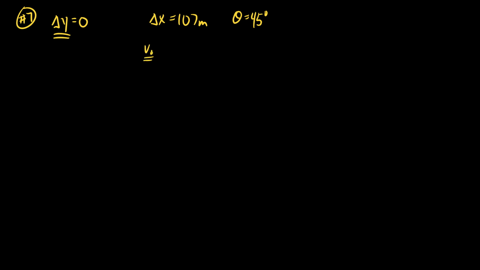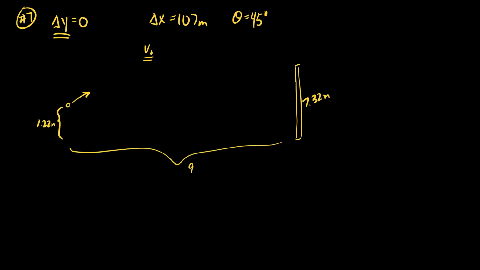But then be careful, because the next part is asking if you clear a fence. And in clearing the fence, you're already 1.22 meters off the ground when the ball is hit. And the fence is 7.32 meters above the ground, a distance of 97.5 meters away. So you need to have a delta y that is 7.32 minus 1.22 to clear the fence, because you're already starting 1.22 meters above the ground.